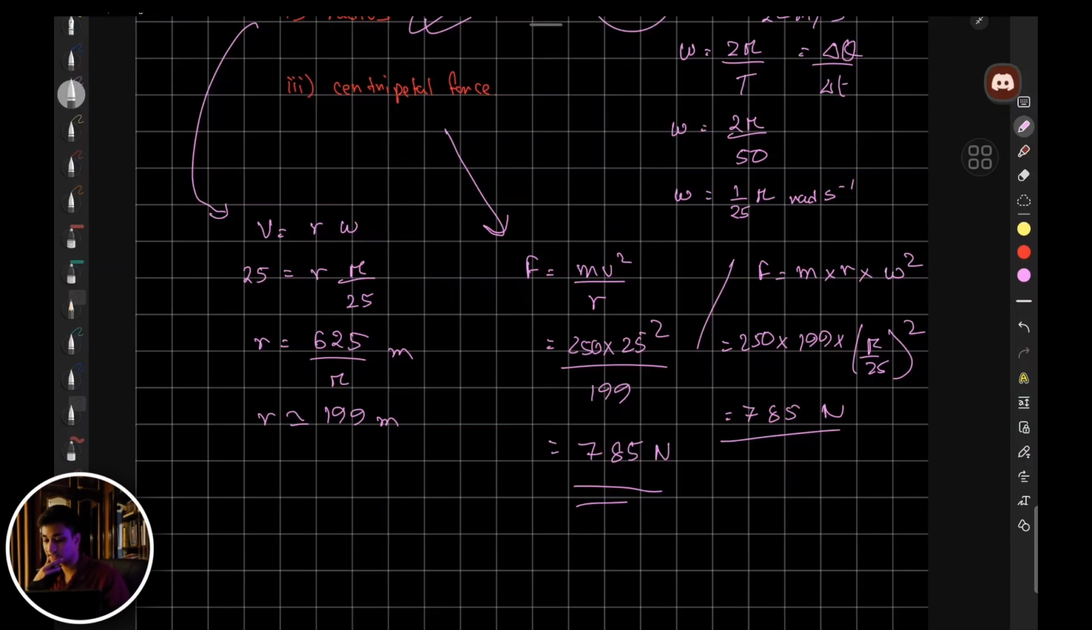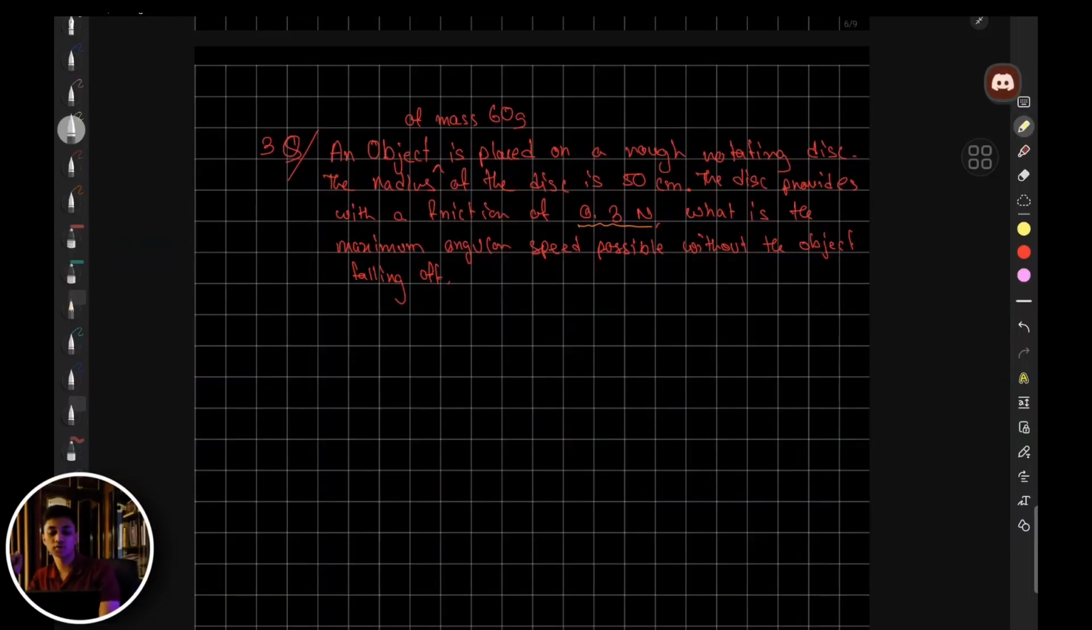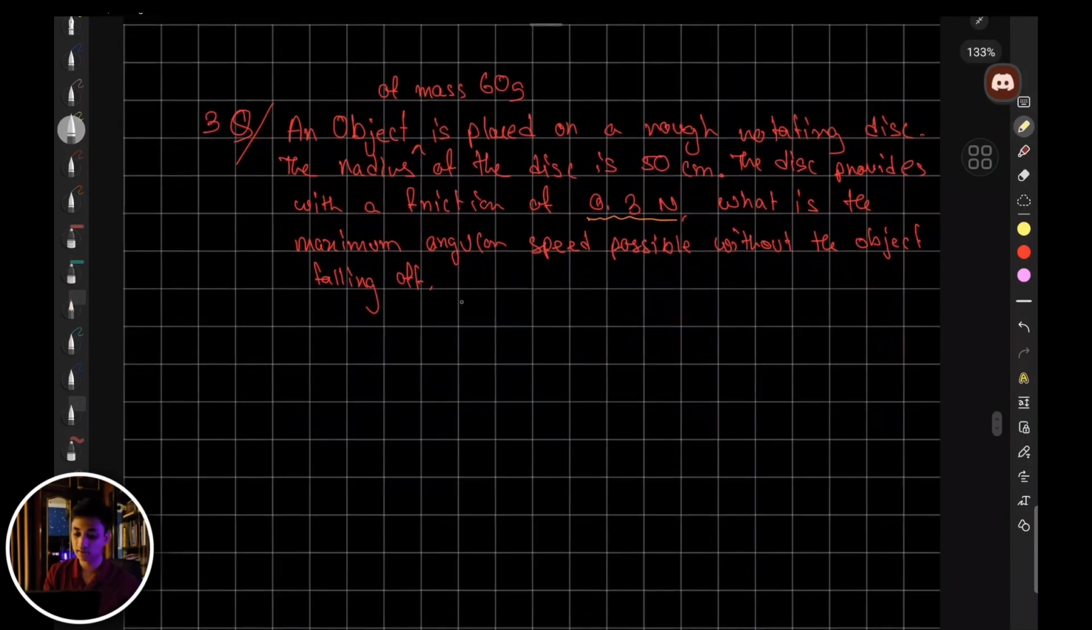So that can result in slightly deviated results. Okay, question 3. An object of mass 60 gram. What is the mass? Mass of 60 gram is going to be 0.06 kg.